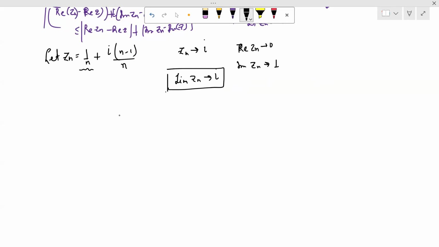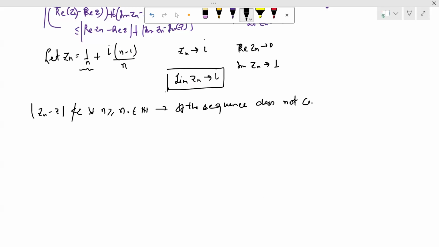If the sequence is not convergent, then we say that the sequence is divergent. That is, if the modulus of Zn minus Z cannot be made less than epsilon for all n greater than or equal to some n naught belonging to the naturals, or we can say that if the sequence does not converge, let's say the tendency is not unique, if the sequence does not converge, then we say that the sequence diverges. Then it implies that the sequence Zn.